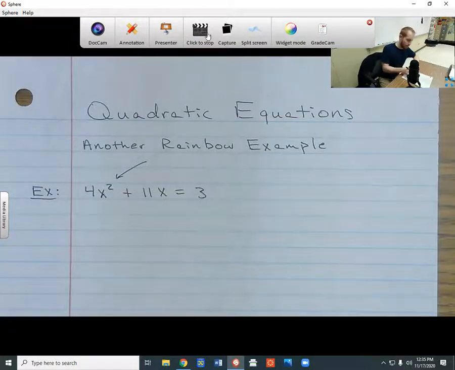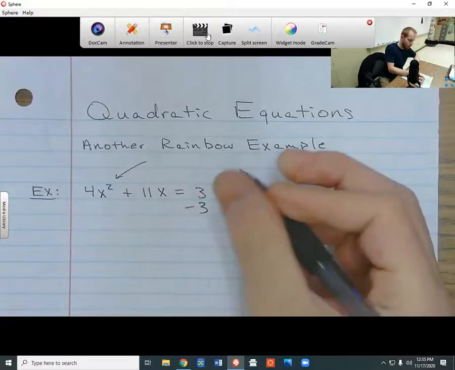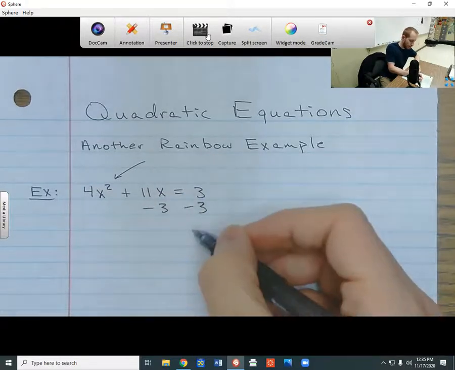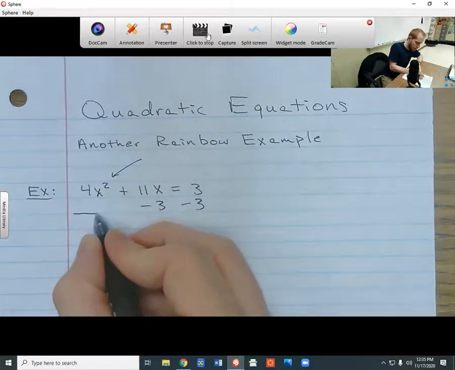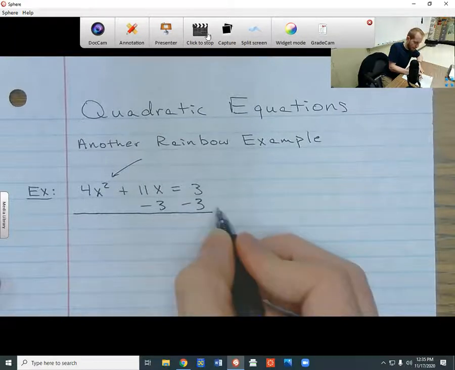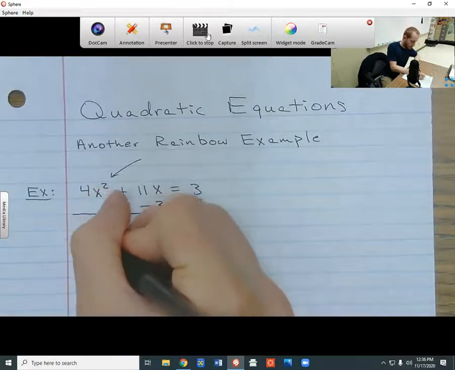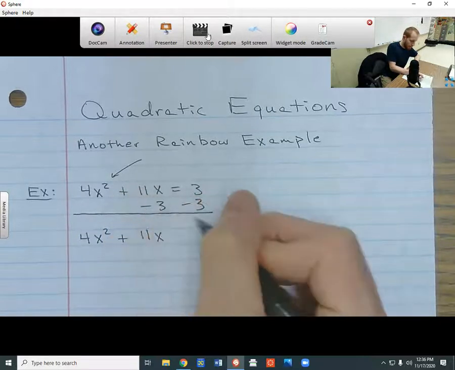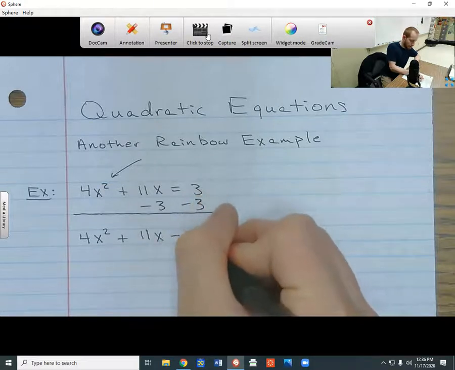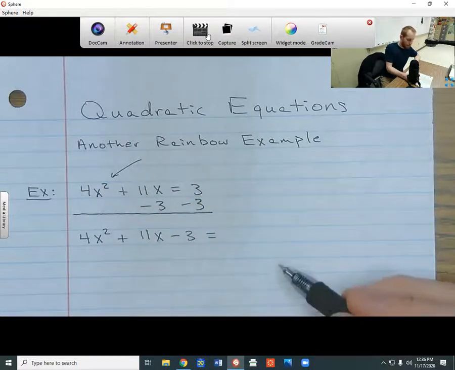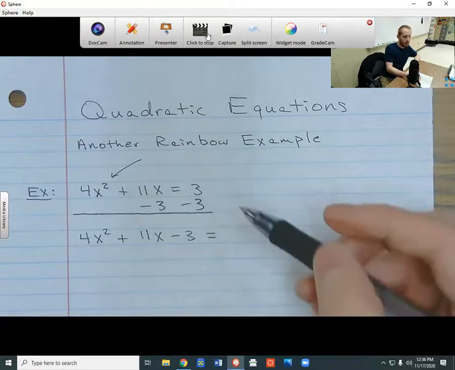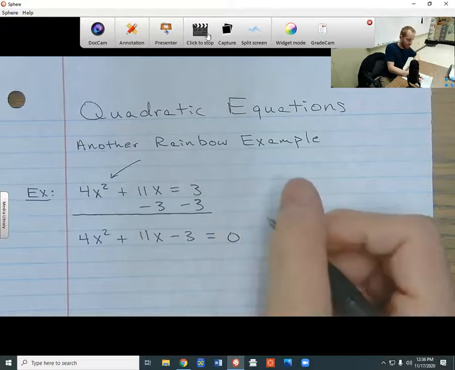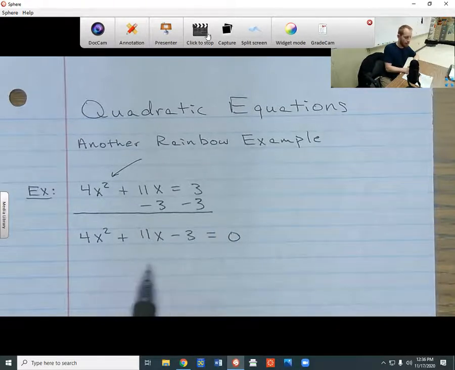So when I subtract 3 from both sides, I have to do it on the right side, and I have to do it on the left side of the equal sign, just to make sure that the two sides are still equal in the end. So now I've got a 4x squared, still got my plus 11x, and then over here I'm going to have a minus 3. On the right side, I have 3 minus 3. Those cancel out to give me 0, right? So now I have a 0 on the right side, and I have everything else on the left side. So now I can take a look at it and see if I can factor it.